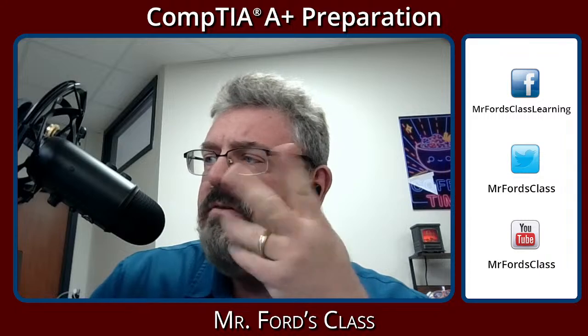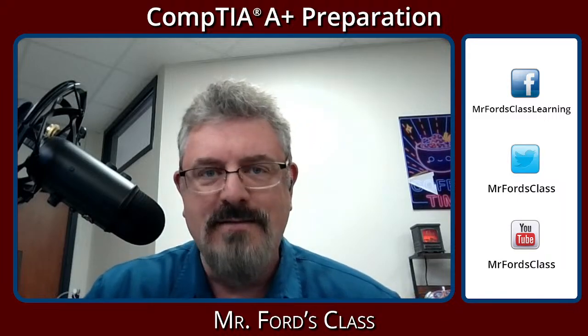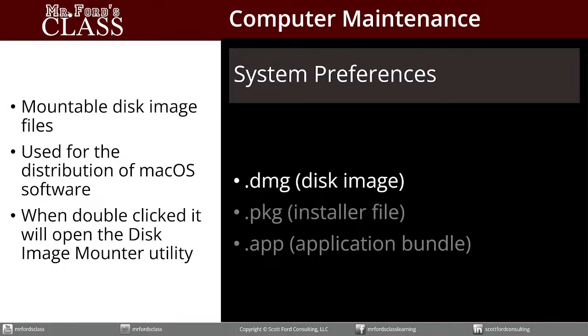These three different programs can be on the test. In fact, CompTIA specifically lists these three to know about them. So pay attention. First, you have the DMG. This is a disk image. This is a mountable disk image file. It's used for the distribution of macOS software. And when you double click on it, it opens up the disk image mounter utility.